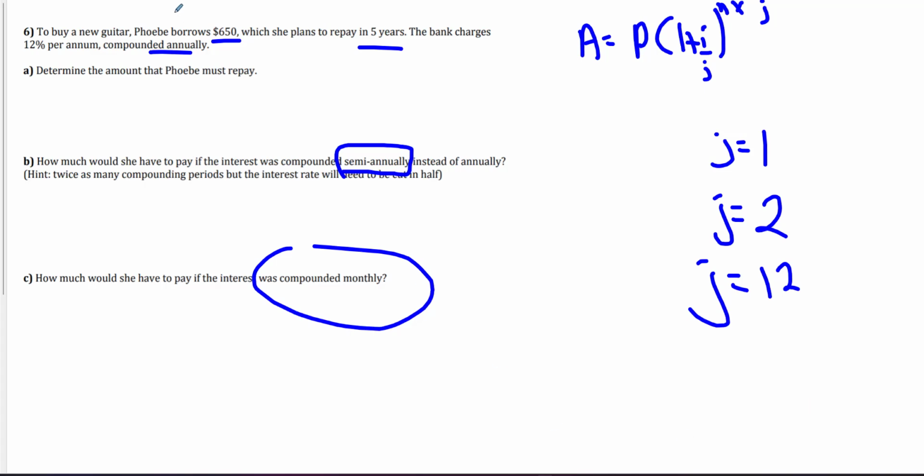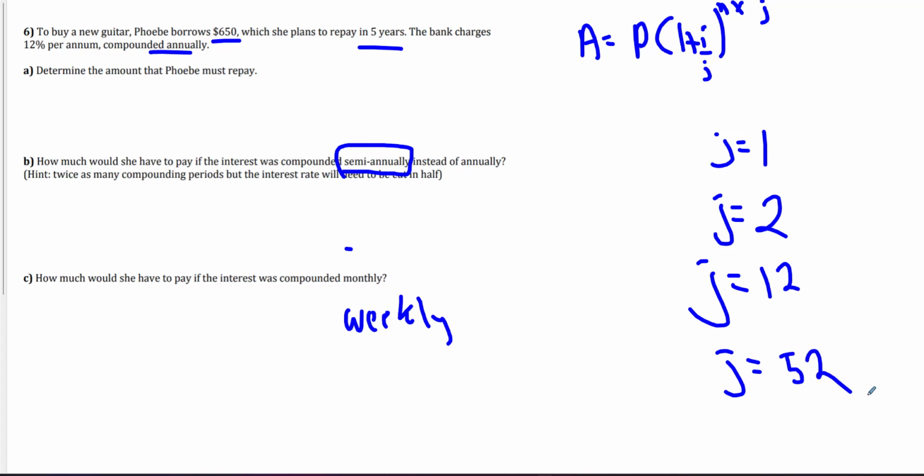How about another hard one? What if it said compounded weekly? What's my J value going to be now? How many weeks are in a year? J is 52 because there are 52 weeks in a year. So that's your J value. Your J value is given by these words, these compounding periods.